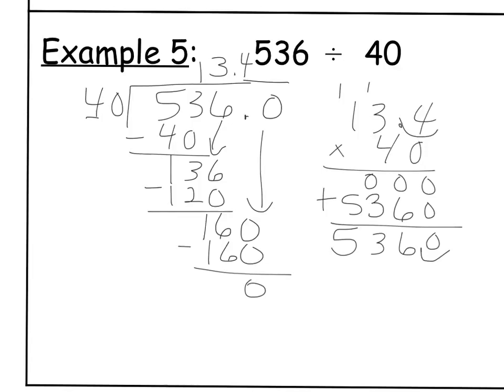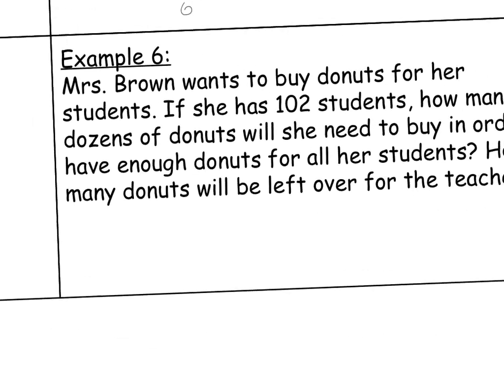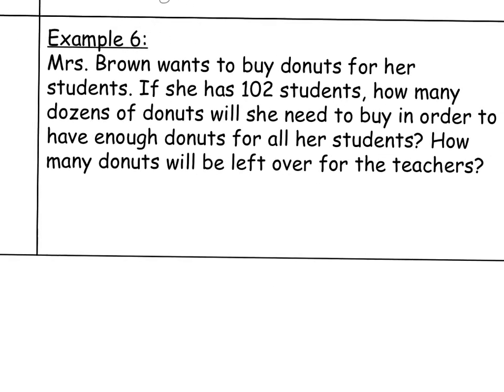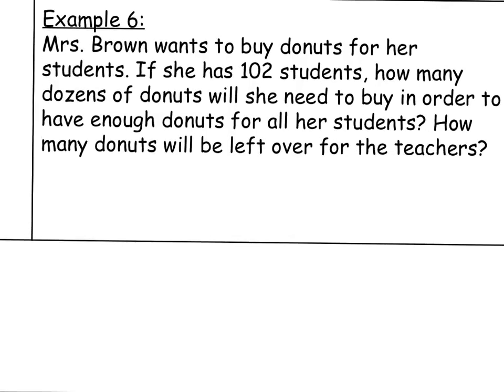Okay, last example is a word problem. So Mrs. Brown wants to buy donuts for her students. If she has 102 students, how many dozens of donuts will she need to buy in order to have enough donuts for all of her students? How many donuts will be left over for her teachers? So she's going to buy a whole dozen donuts. And donuts only come in a dozen.